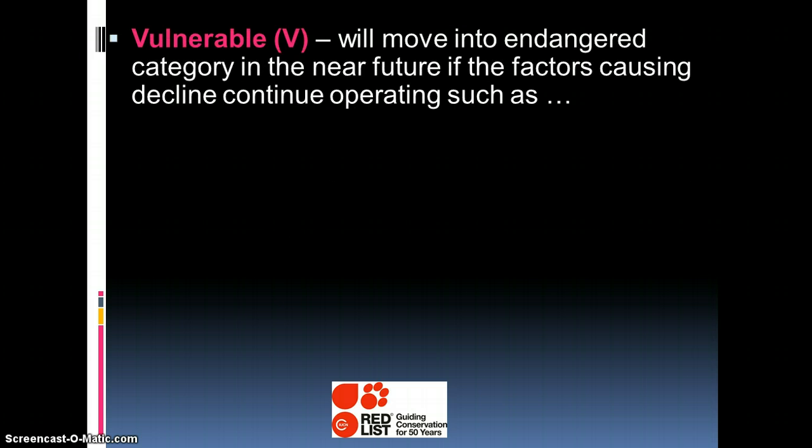The category that's not quite as bad as endangered is vulnerable. They're going to move to the endangered category soon, in the near future, if the factors causing their decline in population size continue to operate. Those factors are usually the things we learned in our last podcast, HIPPO. Remember, that's habitat destruction, invasive species, pollution, population problems, or potentially overexploitation by humans.